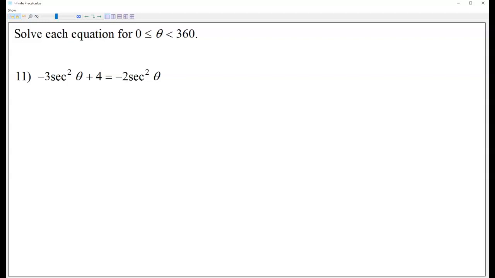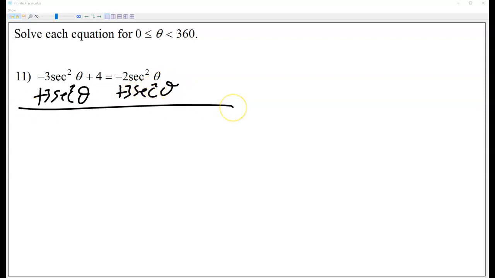I guess there's one more. Let's do one more of these. Why not? It's on there. All right, start by adding 3 secant squared theta on both sides. Put those secants together. That just leaves a 4 on the left, and on the right side, a negative 2 and a positive 3 makes 1 secant squared theta, and I'm not going to write the 1.